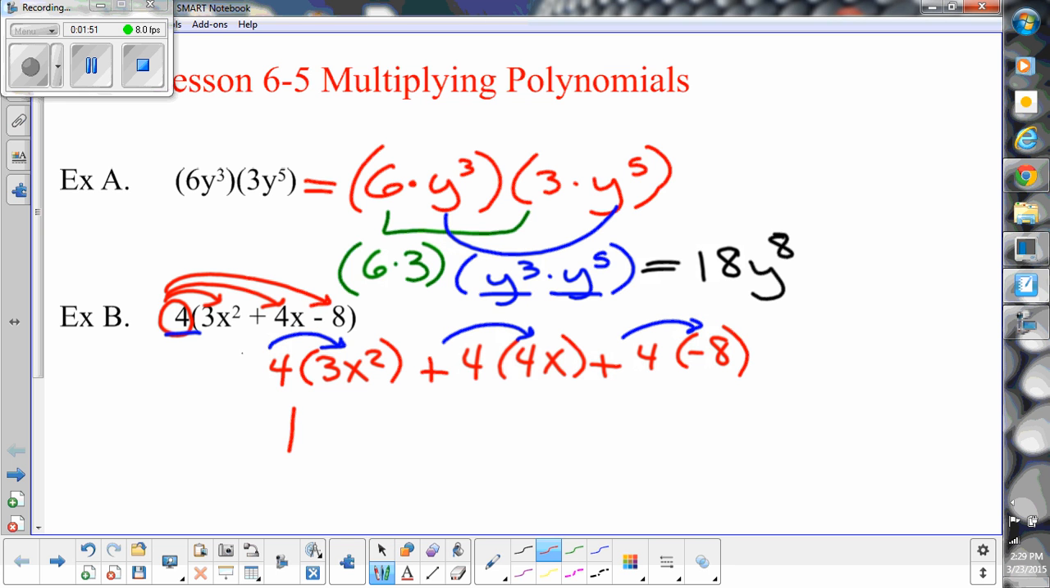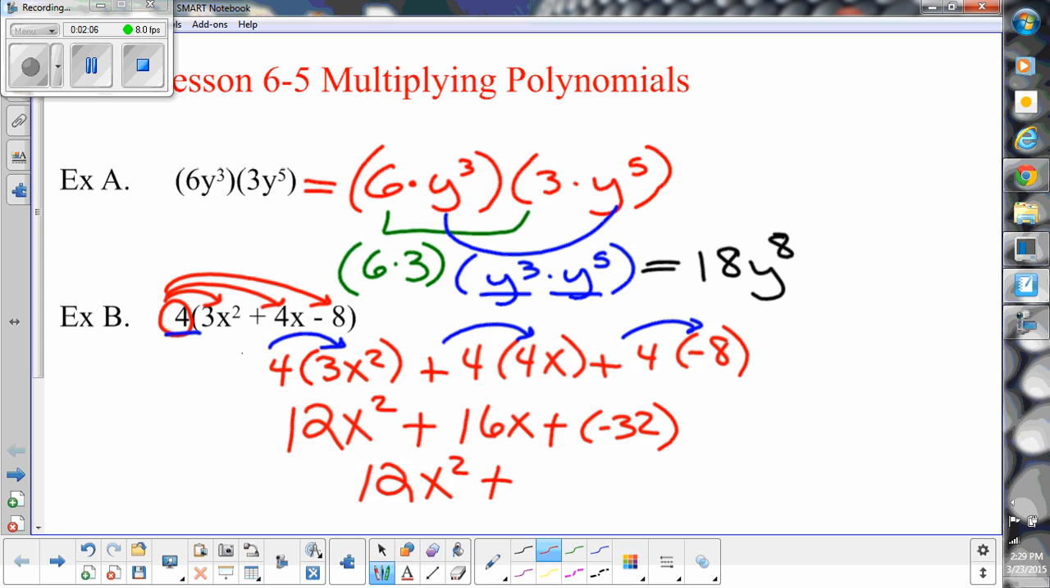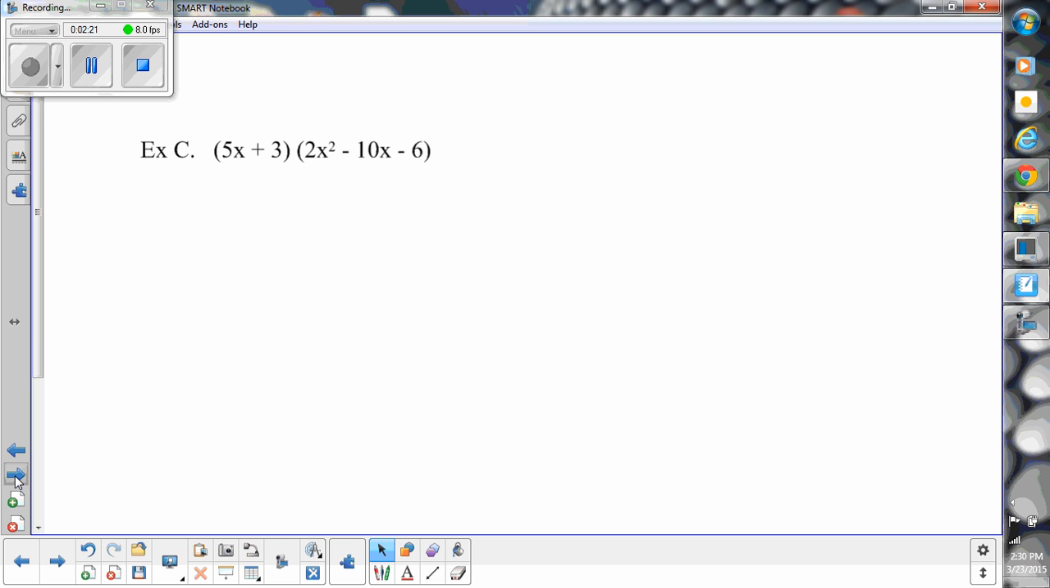Simplify by multiplying 4 times 3x squared, which is 12x squared, plus 4 times 4x, which is 16x, and 4 times negative 8, which is negative 32. Remember, when you add a negative number, it's the same as subtracting. So that becomes 12x squared plus 16x minus 32 for your simplified answer. Take a moment to look at that again if you're not sure of yourself. But let's go on to the next example together.